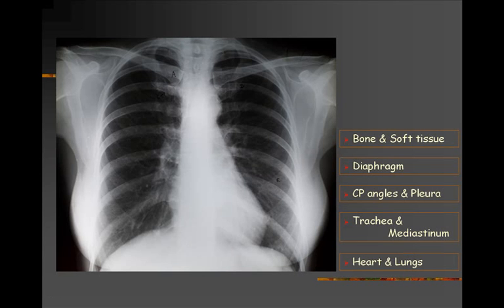And finally, one makes an assessment of the heart and lungs. So instead of jumping straight into the heart and lung shadows and starting to make an interpretation related to those organs, one goes through a sequence such that one doesn't miss out any important clinical feature.